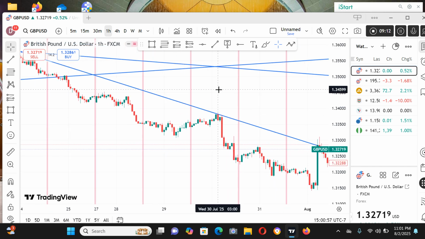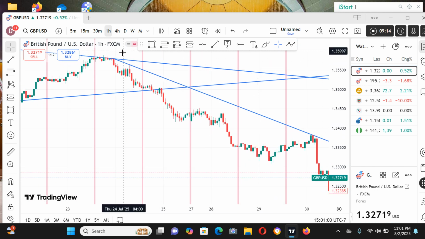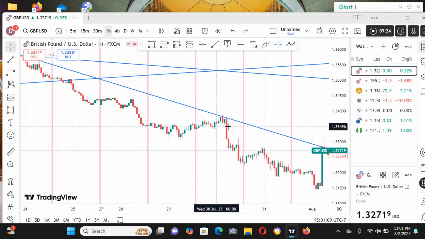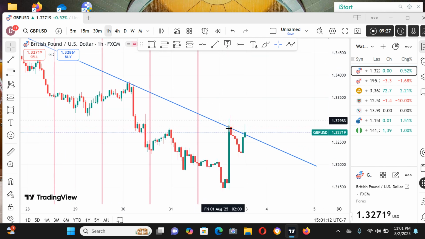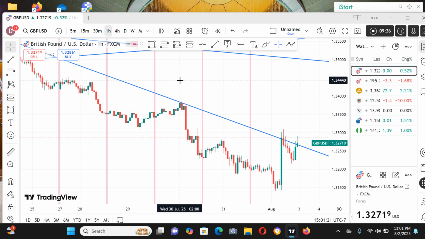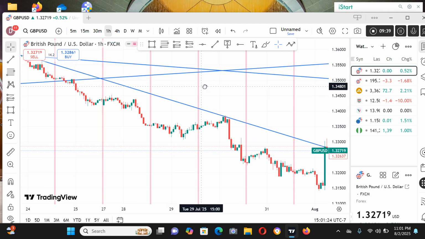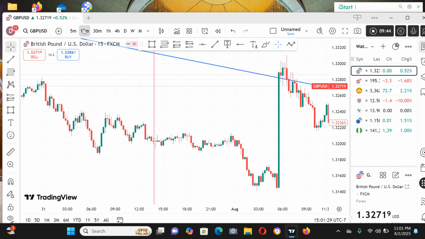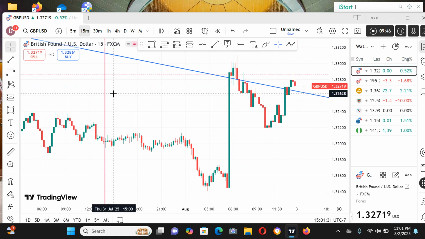So from the 1 hour time frame, this is considered as the origin of the trend. This is the first peak on the 1 hour time frame, this is the second peak, and this is the third peak. So the daily time frame, 4 hour time frame, and 1 hour time frame are all in synchrony with each other. So now we'll go to the 15 minute time frame to position carefully and place our trade.